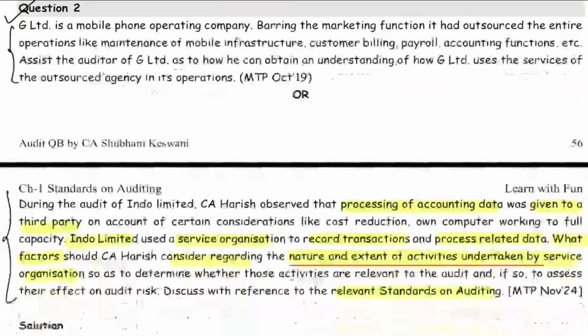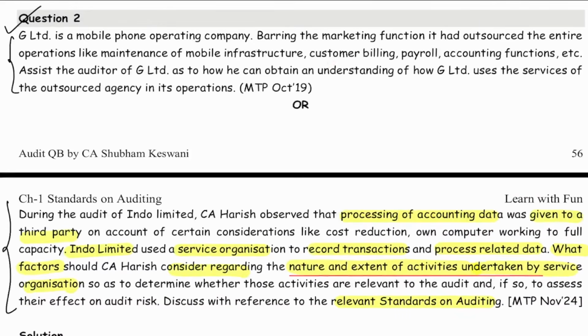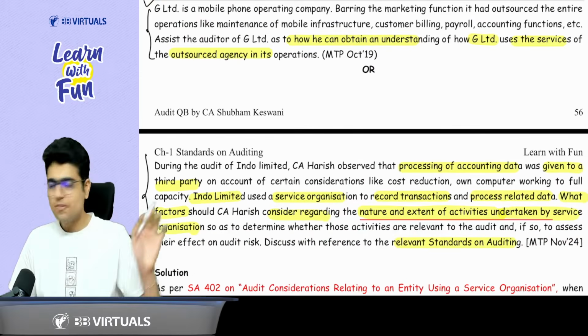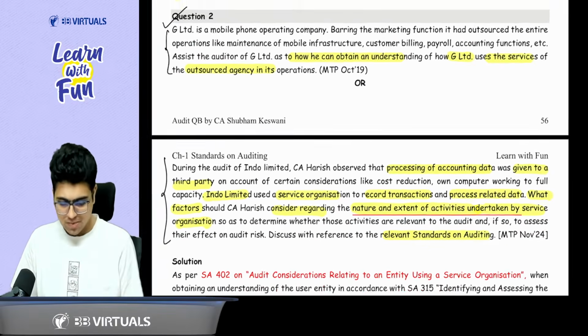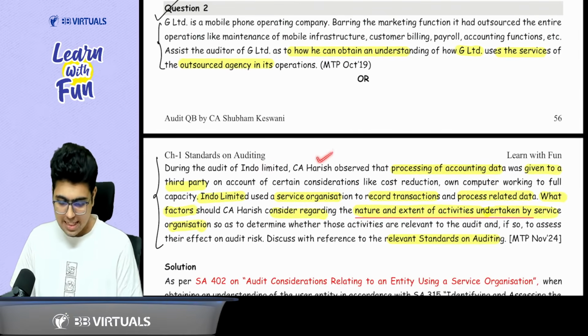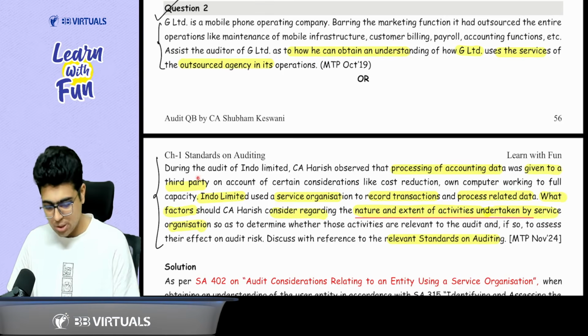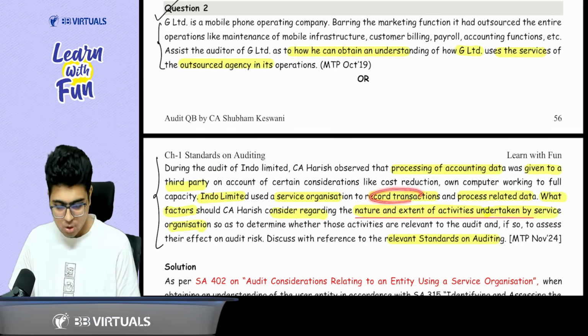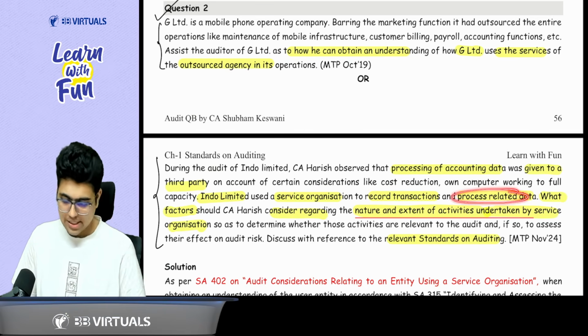Question number 2. Read this question. This question is very easy because it clearly says how you can obtain the understanding of how G Limited uses the service of the outsourced agency, that is the service organization. Read this question with me. It is an amazing question. Sir, what is happening? There is a company Indo Limited. CA Harish, which is the auditor, observed that processing of accounting data was given to a third party, which is a service organization. Service organization is recording the transactions and processing the related data.